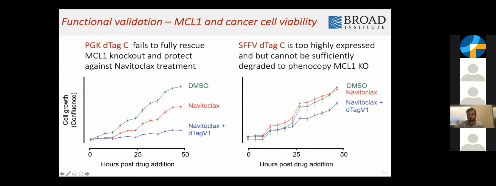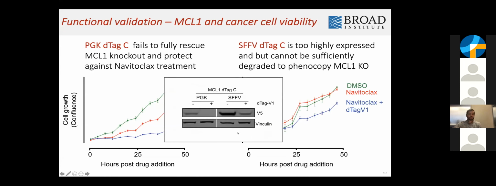So we can crank up the promoter strength a little bit by switching to our SFFB construct, and we see full rescue comparing DMSO and navitoclax. So the degron-tagged MCL1, when expressed at a high level, is protecting cell health. However, treatment with the DTAG V1 compound doesn't fully decrease cell viability.